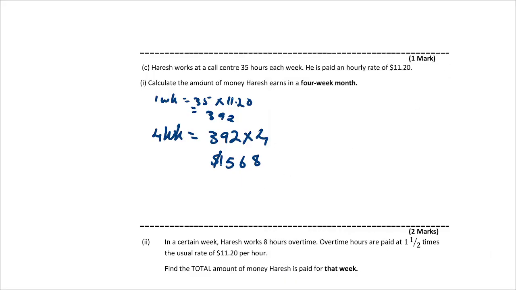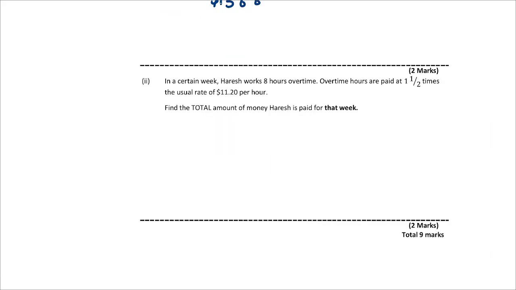Now, let's read what the next question says. This is 2 marks, so this is an easy 2 marks. This is the last question for May, June 2023. In a certain week, Harish works 8 hours overtime. Overtime hours are paid time and a half, which is 1.5 times the usual rate of $11.20 per hour. Calculate the total amount Harish is paid for that week.